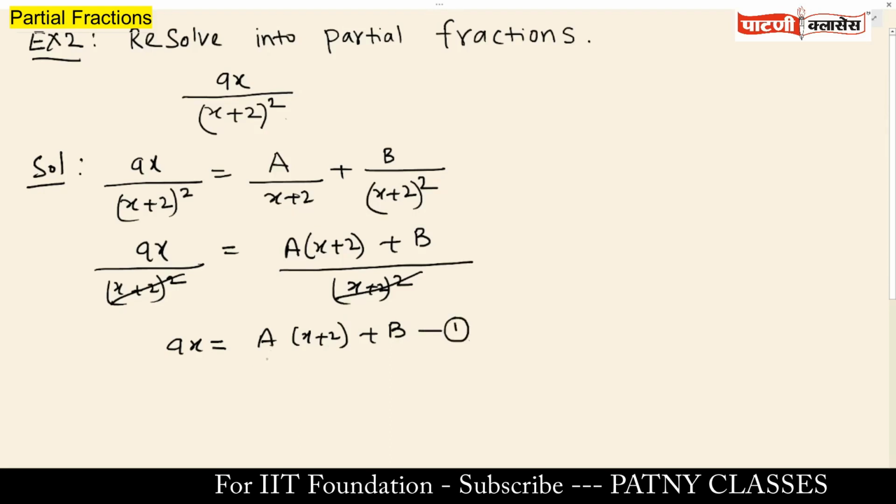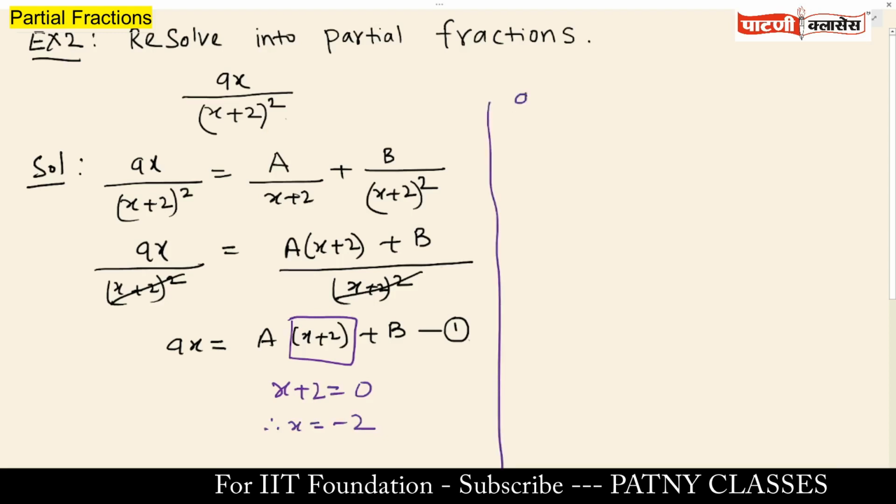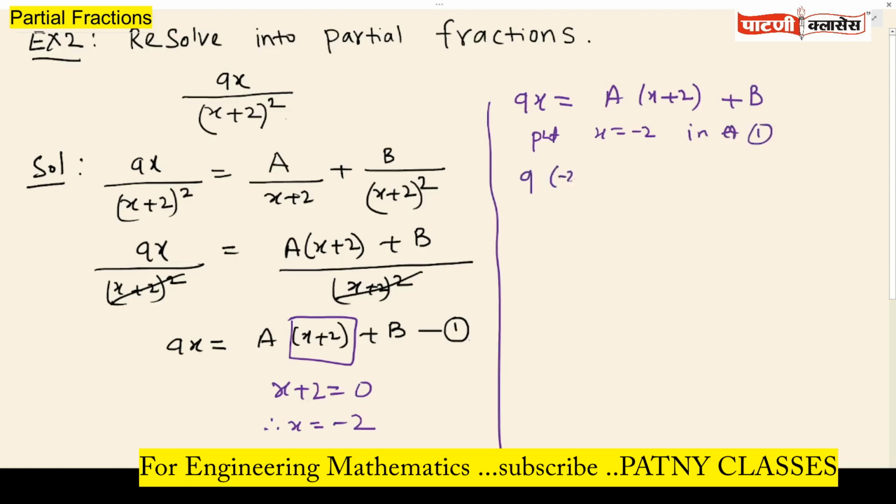To find the value of a and b, I make this bracket equal to 0. That is x plus 2 equals 0. Therefore, x equals minus 2. Equation 1: 9x equals a into (x plus 2) plus b. Put x equals minus 2 in equation 1. So 9 into minus 2, a into minus 2 plus b, minus 18 equals a into 0 plus b, implies b equals minus 18.